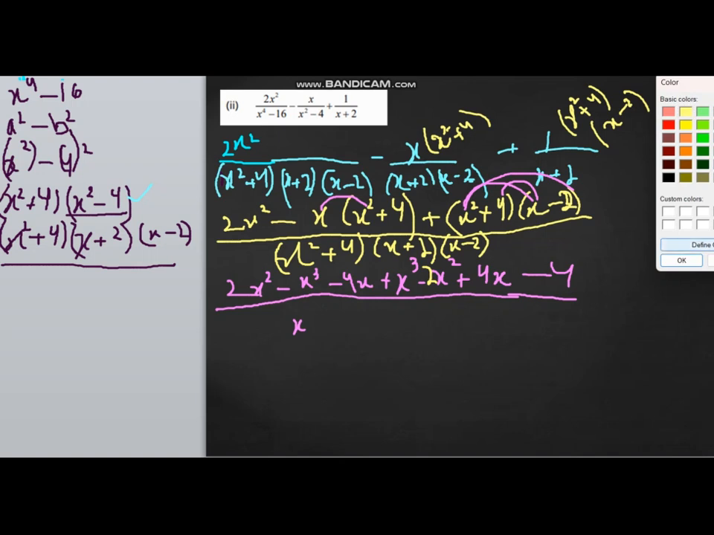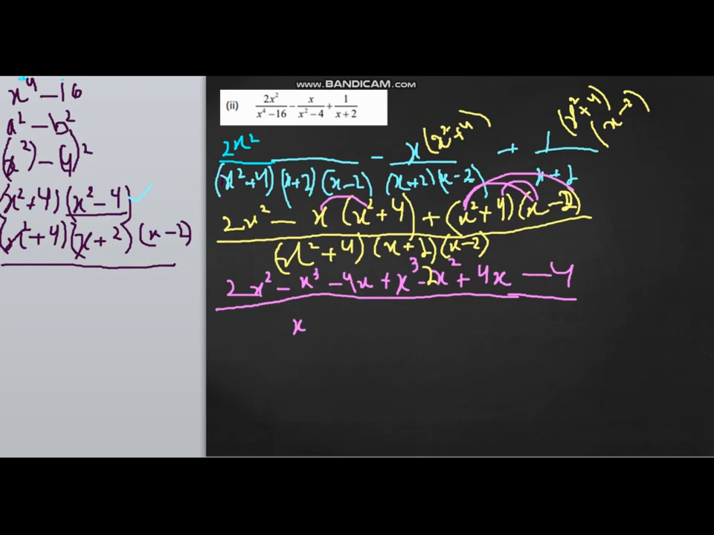Back to what we were doing. x squared into x is x cubed, and then x squared into 2 is 2x squared, and 4 into x is 4x, and then 4 into -2 should be -8. Okay, now let's just write down the denominator as it is and cancel out the terms that need to be cancelled out.